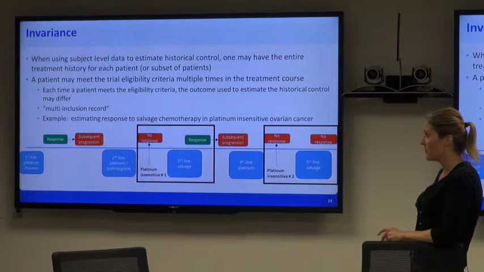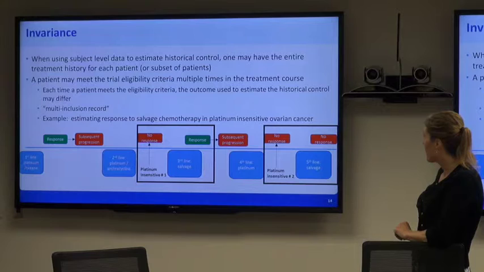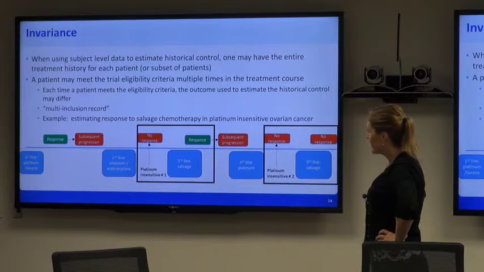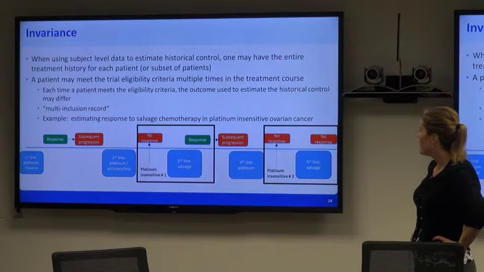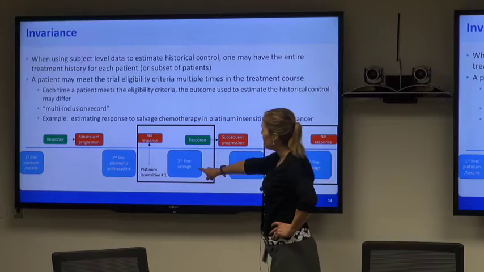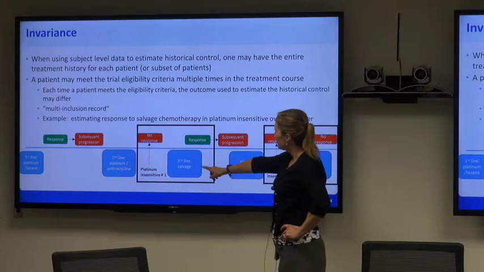And an example would be if you were estimating response to salvage chemotherapy in platinum insensitive ovarian cancer, right? So this is a patient's treatment history. They're diagnosed, they're treated with first line platinum and taxane, they respond, and then sometime later they have subsequent progression. They are then treated with a second line agent, platinum with something else. This time they don't respond. So this time they're platinum insensitive here. So when they undergo third line treatment, they could be a candidate for your target population, right? And when they undergo third line treatment, they respond to it.